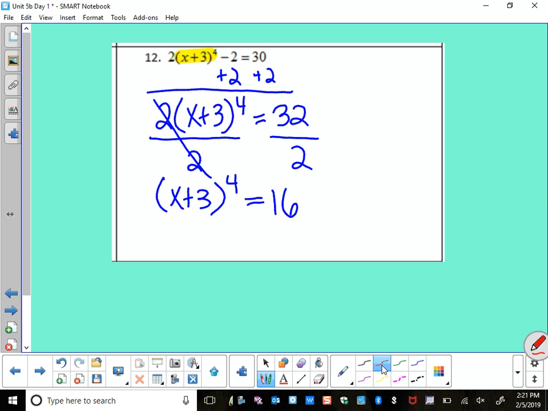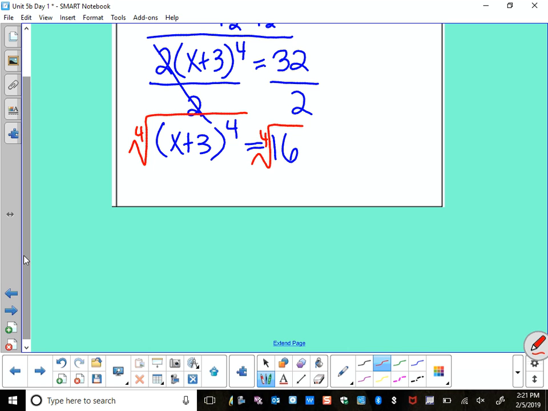Now I can take the fourth root of each side, so I can cancel out what's on the left. My fourth power and my fourth root cancel out. I'm left with x plus 3 is equal to, what do you guys get? 2. Fourth root of 16 should be plus or minus 2. Don't forget that plus or minus. So why is it plus or minus? Because of the 4, because that 4 is even. When it's even, you need a plus or minus.